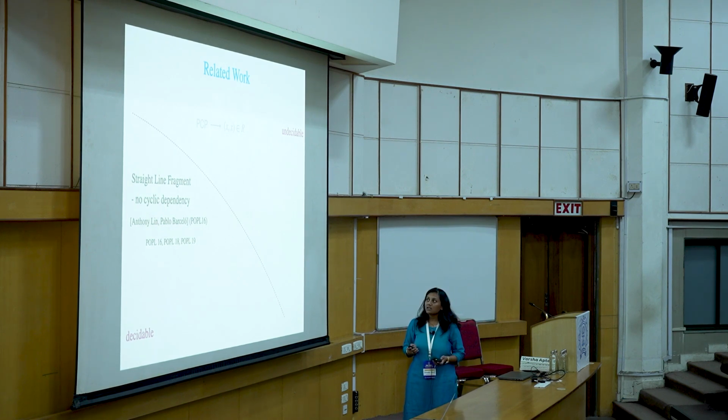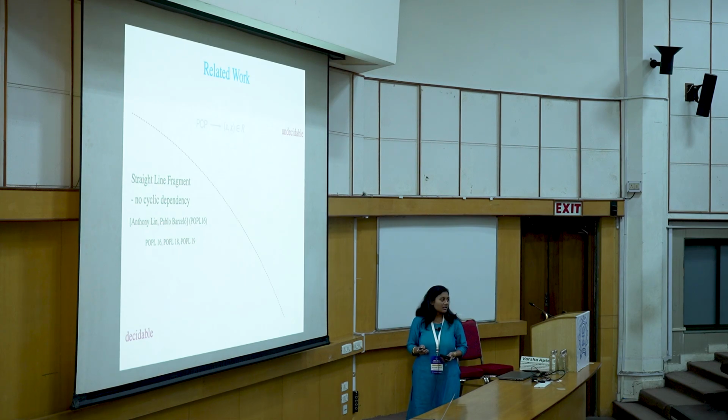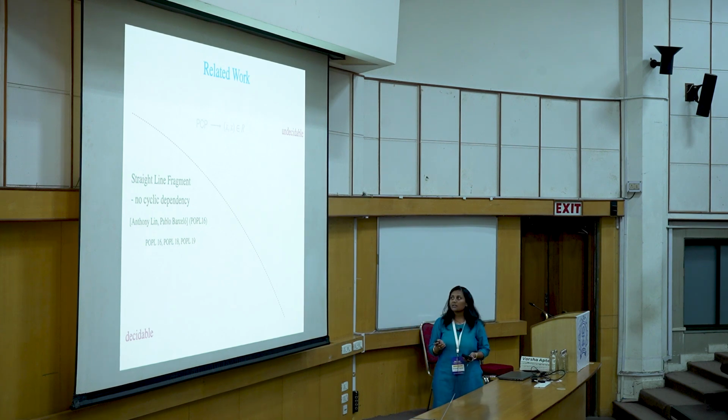A dependency here is that if we write x, y belongs to R, that means y is dependent on x, because to produce y, we should know the value of x. If we do not allow cyclic dependency, like here where there is a cyclic dependency, x belongs to R, then that fragment is the straight line fragment, and the satisfiability for this fragment was shown to be decidable, and future work has been done for that.